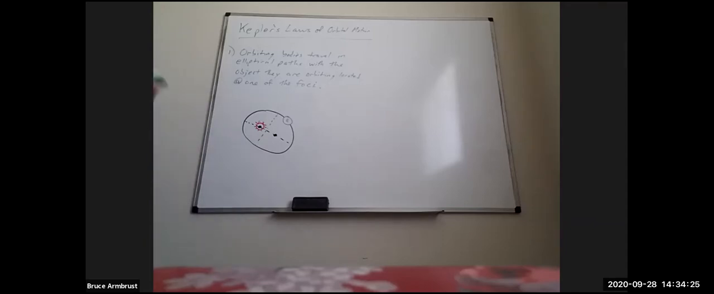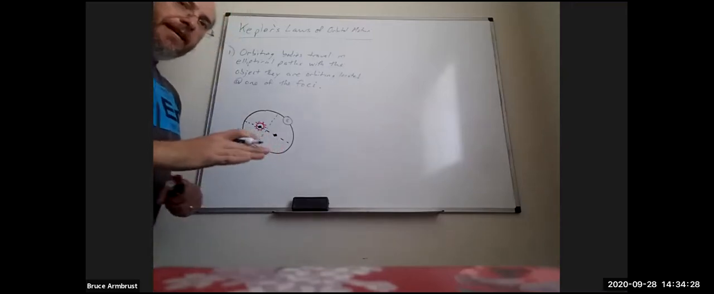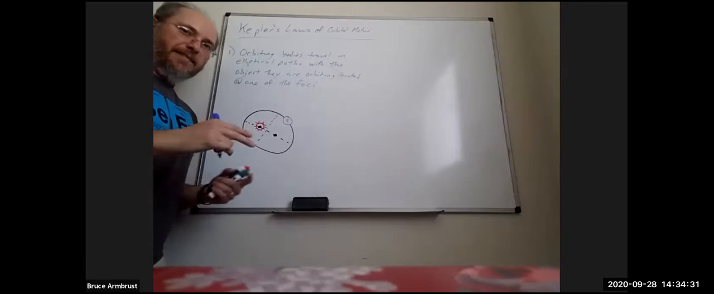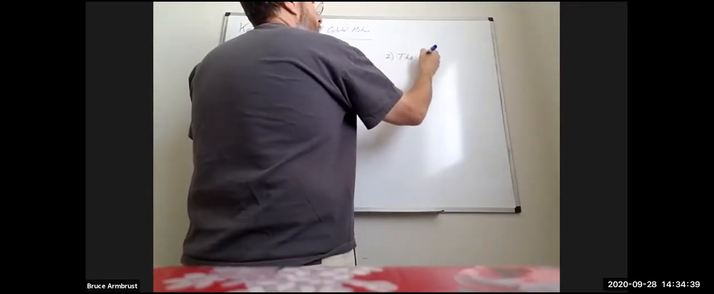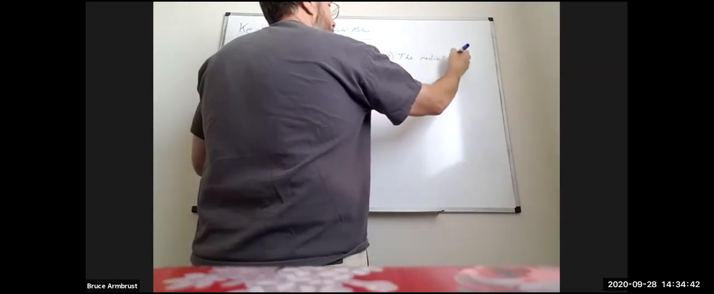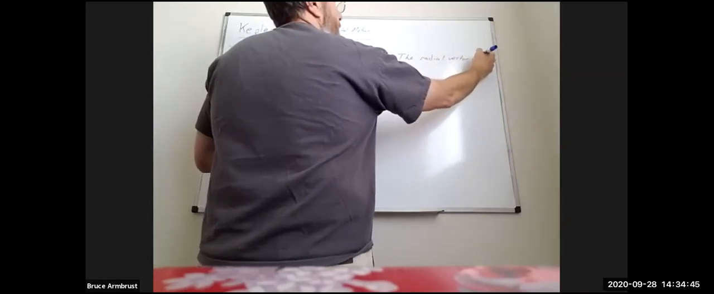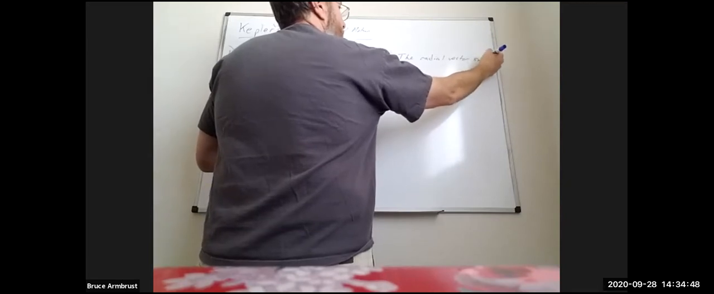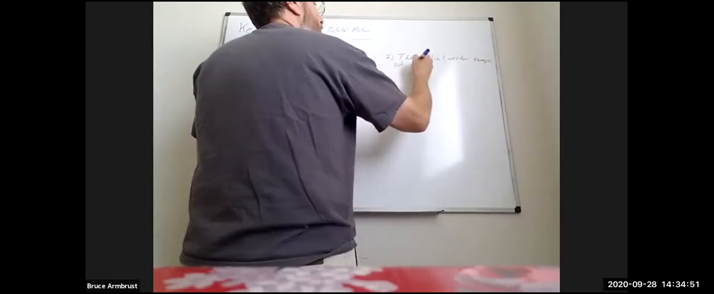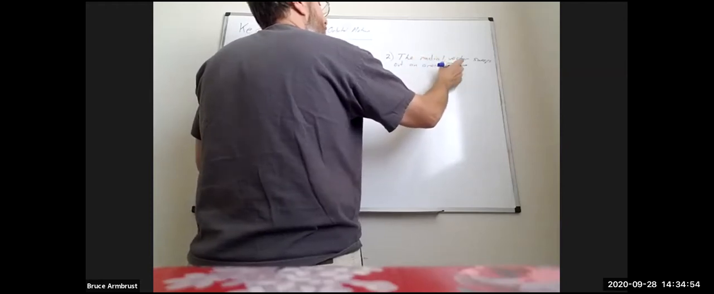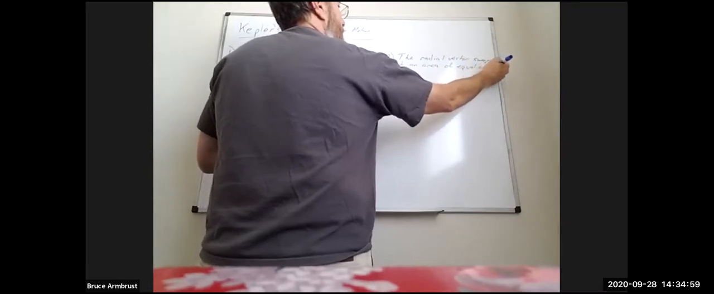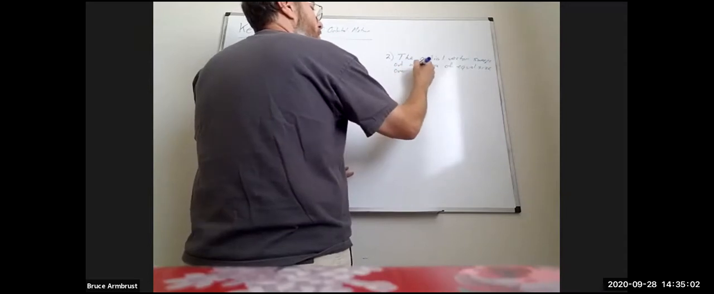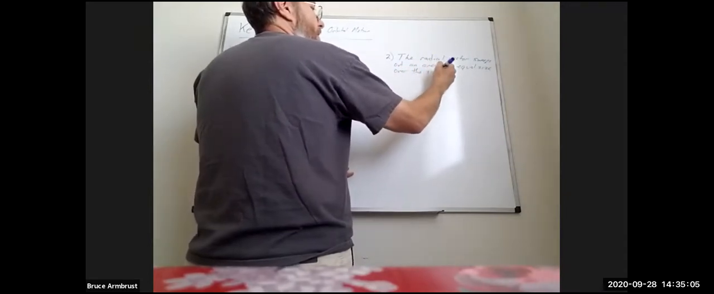Okay, now the second two are a little bit more complicated, and I'm going to guess, Bradley, that yours is related to either the second one, but probably the third one. But the second one says that the radial vector sweeps out an area of equal size over the same time period.